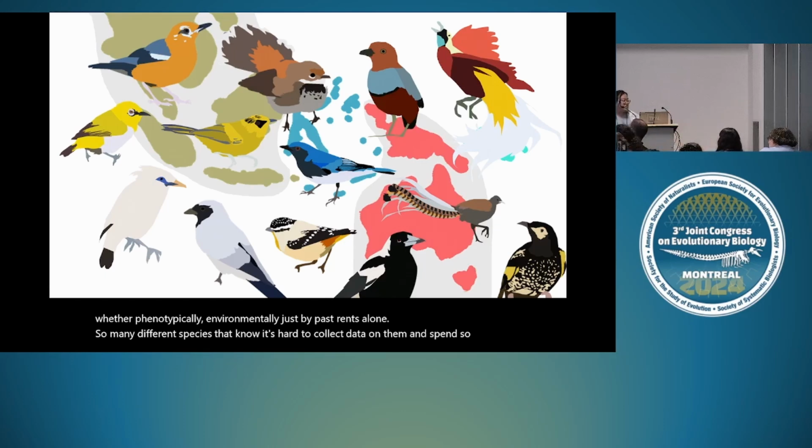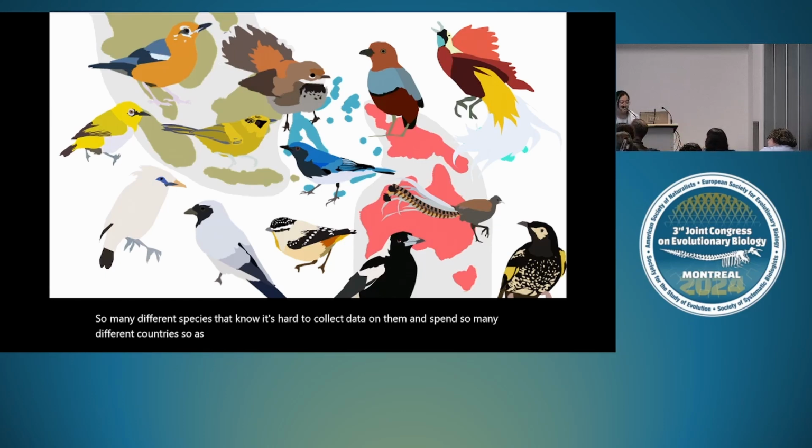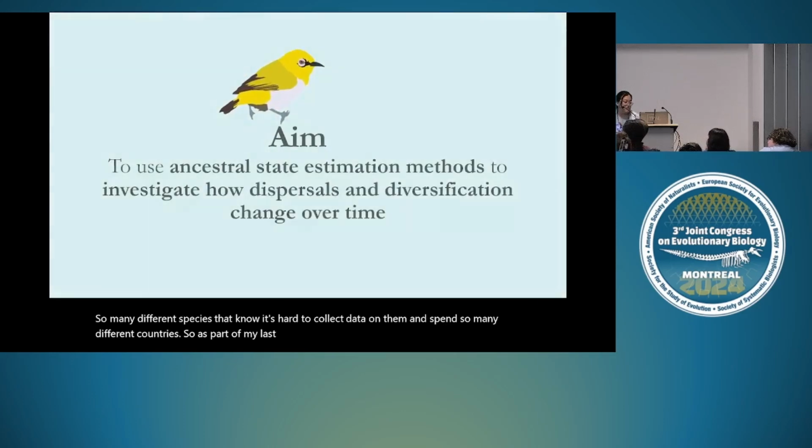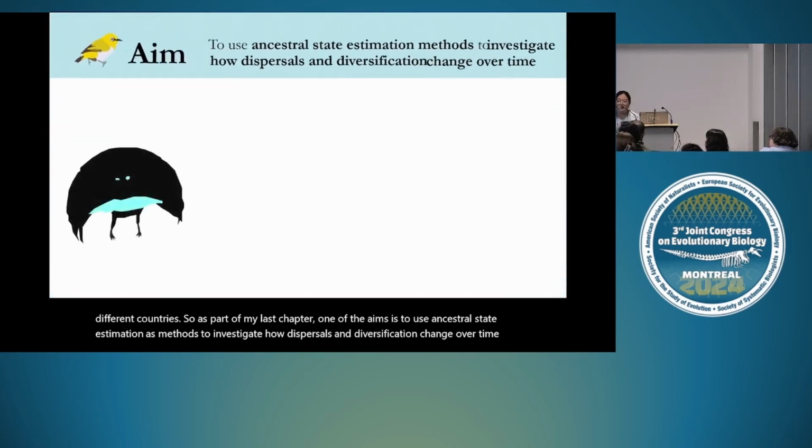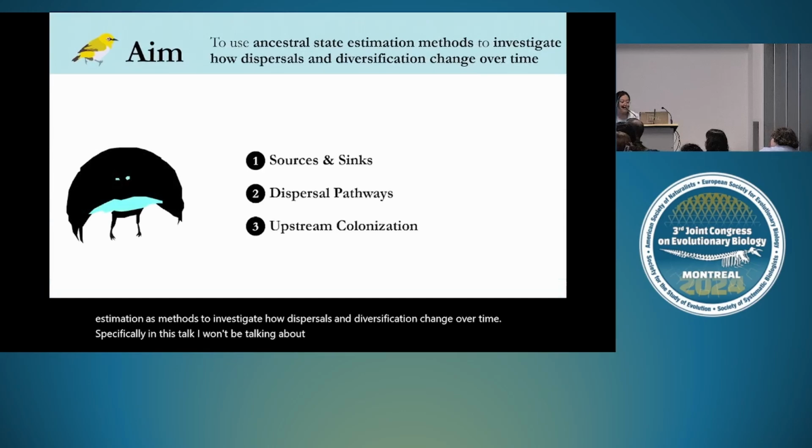So as part of my last chapter, one of the aims is to use ancestral state estimation methods to investigate how dispersals and diversification change over time. Specifically in this talk, I won't be talking about everything in my last chapter. I'll only be talking about three main topics: sources and sinks through time in the area, dispersal pathways, as well as a little bit of the upstream colonization that I talked about earlier.